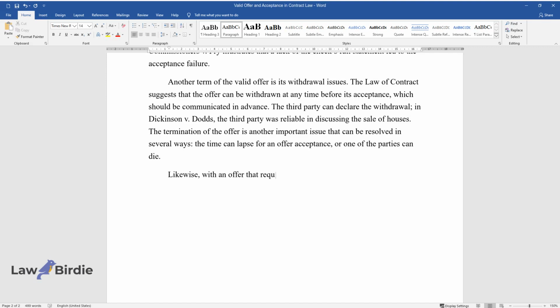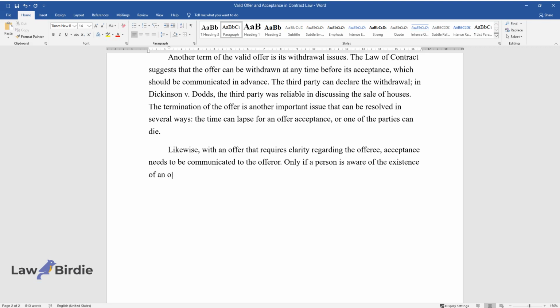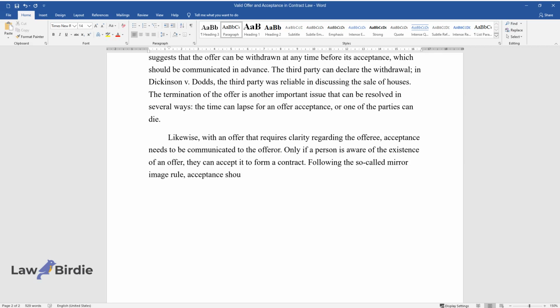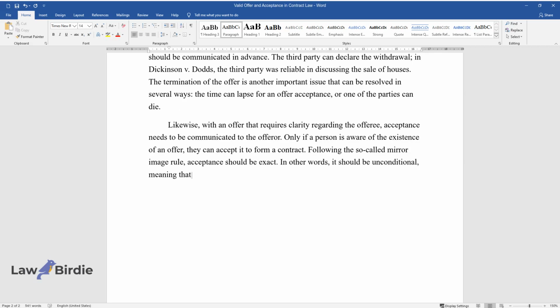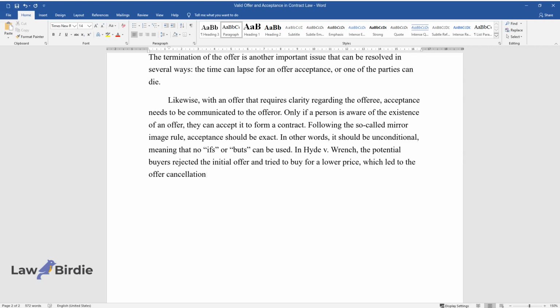Likewise, with an offer that requires clarity regarding the offeree, acceptance needs to be communicated to the offeror. Only if a person is aware of the existence of an offer, they can accept it to form a contract. Following the so-called mirror image rule, acceptance should be exact. In other words, it should be unconditional, meaning that no ifs or buts can be used. In Hyde v. Wrench, the potential buyers rejected the initial offer and tried to buy for a lower price, which led to the offer cancellation.